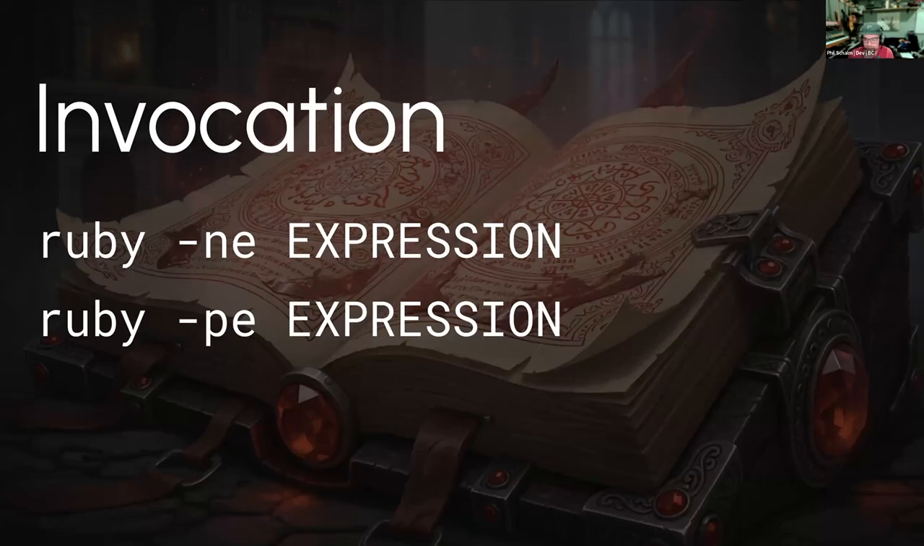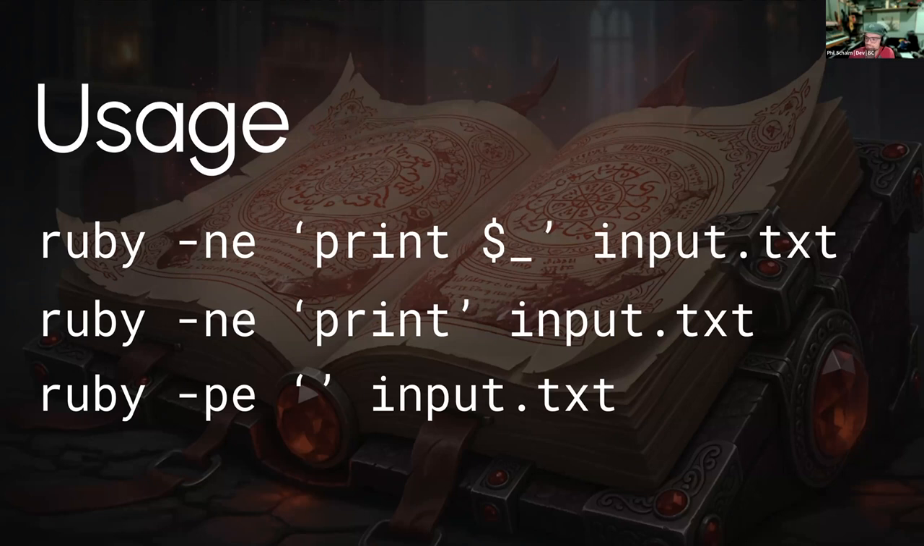So invocation: ruby -ne and then your expression, or -pe, and I'll show you the difference shortly. -ne doesn't have an implicit print. -pe has the implicit print. So these three examples will all print the lines from input.txt. And basically anything that you put inside that e command, you can do whatever you want with the stream.